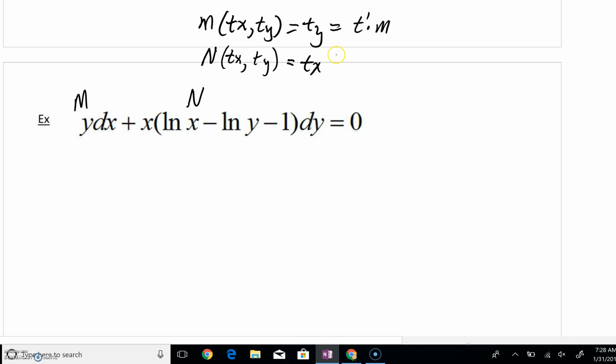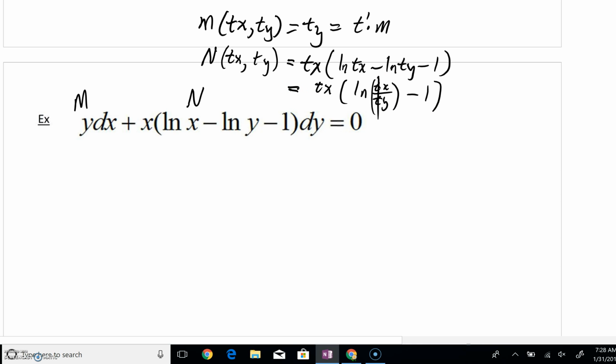We'd have a tx, and then inside here we'd have the ln of tx minus the ln of ty minus a 1. And tell you what, whenever you have two logs that are being subtracted, we had a wonderful property that we could condense those logs. And in so doing, you can see that the t's are going to cancel out. You're going to have the ln of x over y. And then I'm going to re-expand that. I'm going to now reverse and write that as ln of x minus the ln of y minus 1.